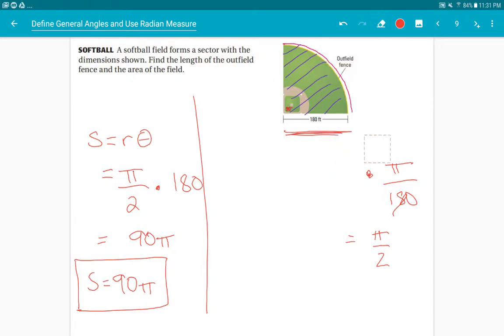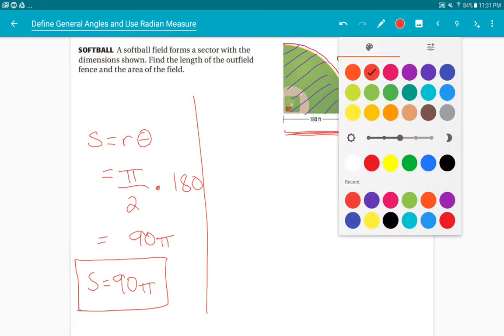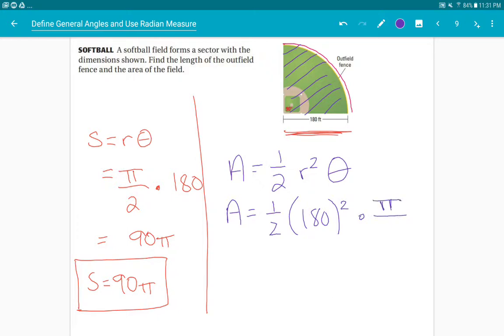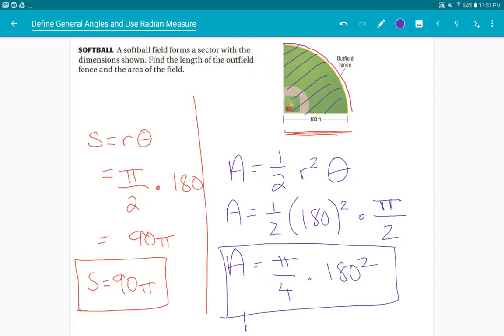Okay, the second part of it is we want to find the area of the field. So the area of the field is going to be A equals 1/2 r squared theta. So A is going to be equal to 1/2 times the radius squared, which is 180 squared, times the radian of pi over 2, which we found for the previous example. So if I simplify this a little bit, I'm going to get pi over 4 times 180 squared. And then again, plug that into a calculator, and you're going to get whatever the area is for the problem.